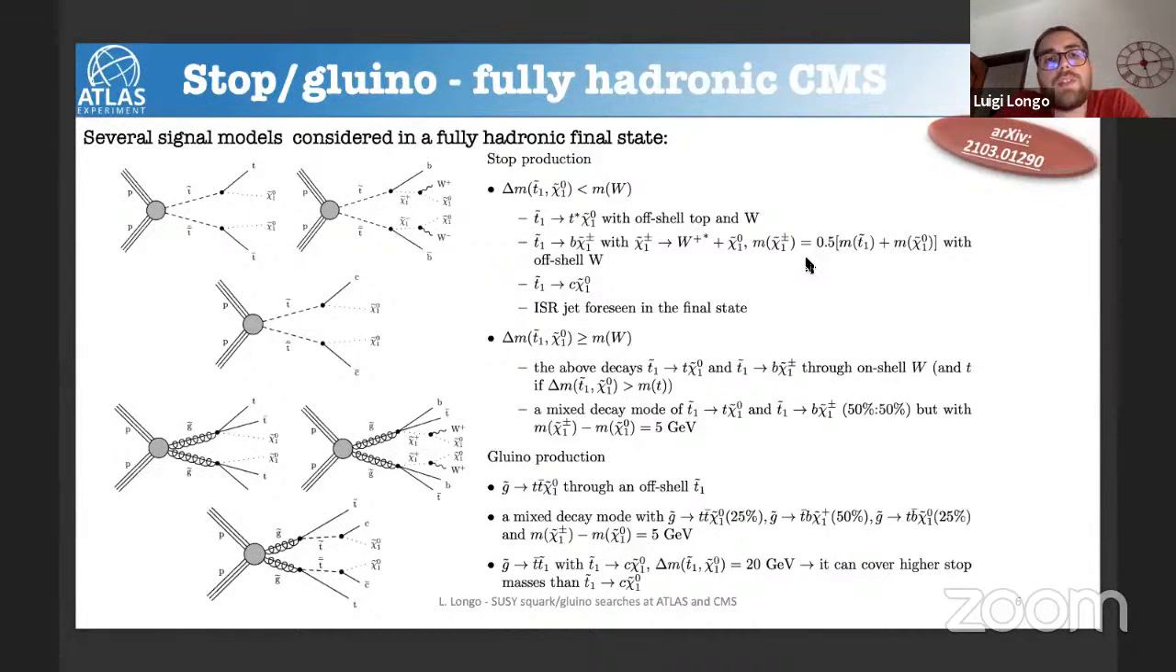So let's start with CMS and with the search of stop and gluino in a fully hadronic final state. On the left, you can see the various signal models that have been considered, and in particular, for the stop, there were the cases where the stop decays to a top and neutralino, or to a b and chargino, and then the chargino decays to a W and neutralino.